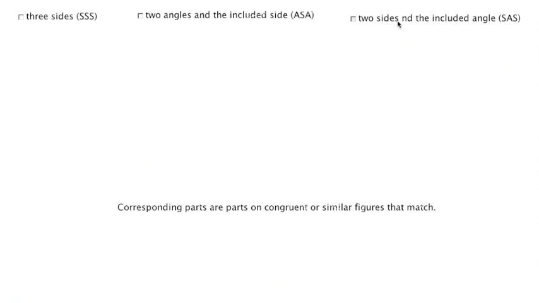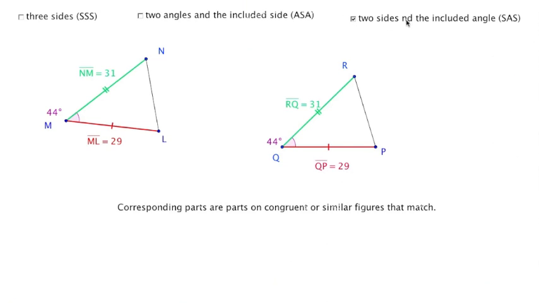The third type is two sides and the included angle. So we have a side, an angle, and a side. Again, you can notice that there are two dashes here, signifying congruency, a dash on this side and a dash on this side signifying congruency.